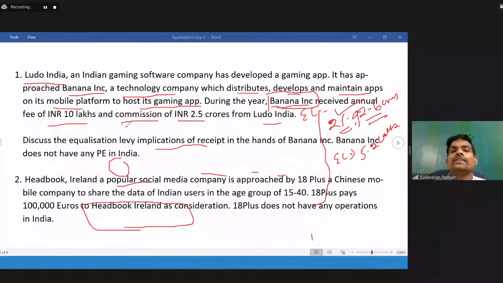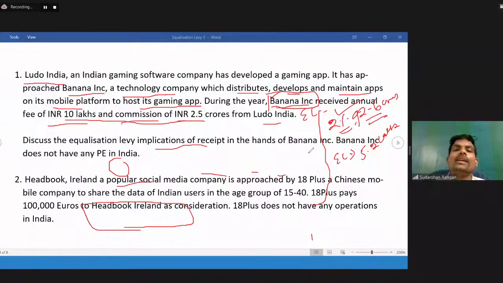What is e-commerce supply of services? Any sale of goods, any provision of services, or even if you facilitate any of these, then you are providing e-commerce supply of services. So in this case, Banana Inc. is an e-commerce operator and they are facilitating services whereby you can download Ludo India's app and play the Ludo game. In fact, if you read the paper recently, Amazon said they are going to pass this equalization levy on to the customers. So it is like your indirect taxes. They will include it in the cost and then pass it on.